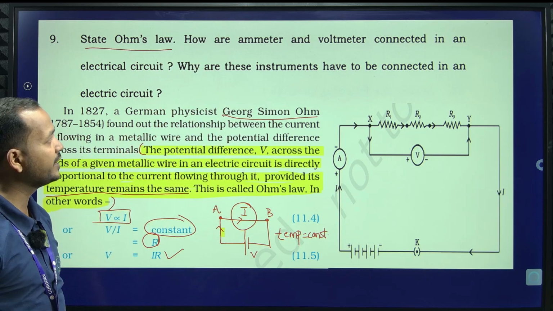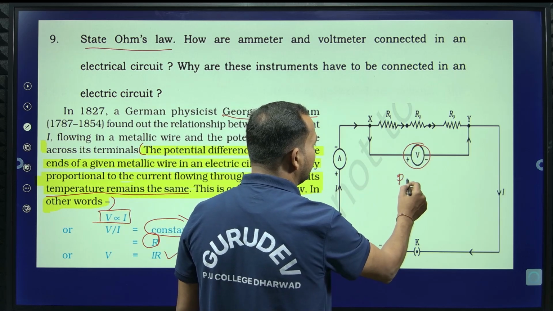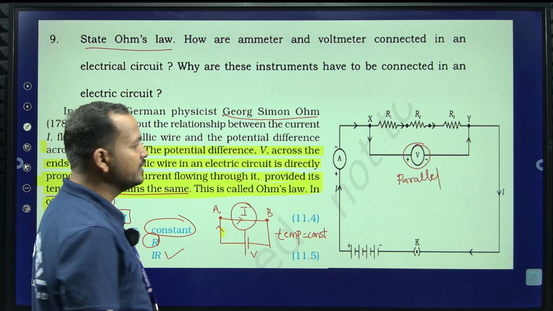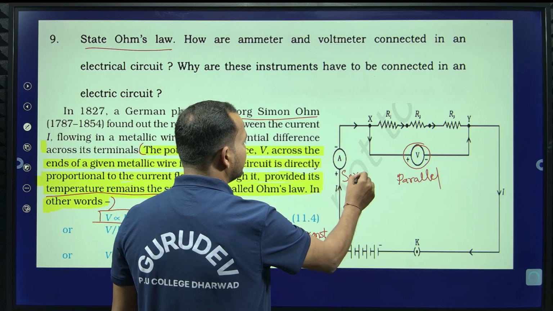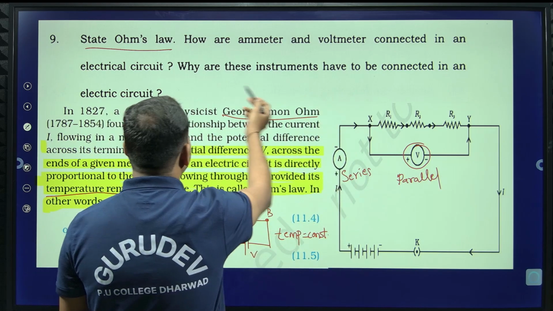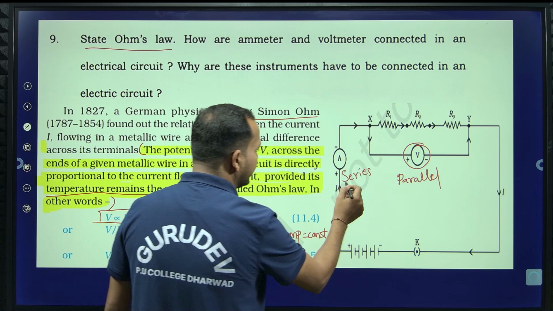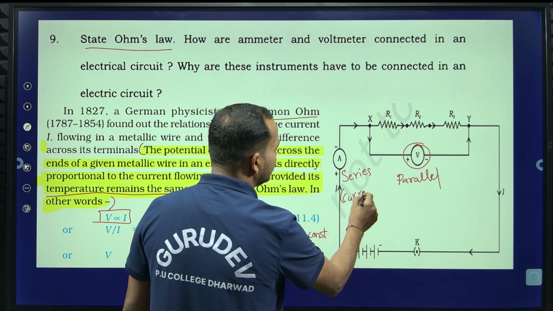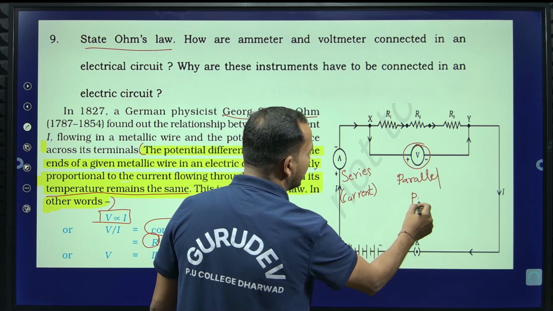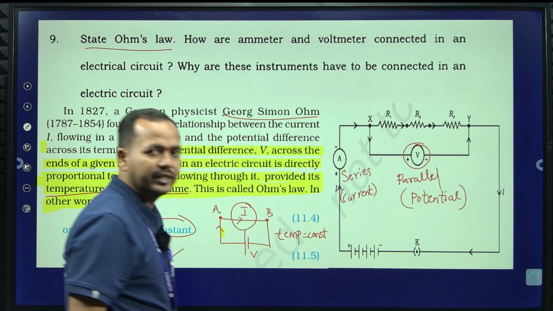Then, how are ammeter and voltmeter connected? You can see here, the voltmeter is connected in parallel to the circuit, and the ammeter is connected in series. Ammeter is connected in series to measure the current. See, the next question is, why do these instruments have to be connected in an electric circuit? The ammeter is connected to measure the current, and the voltmeter is connected in parallel to measure the potential difference or voltage, you can say. For this reason they have to be connected.